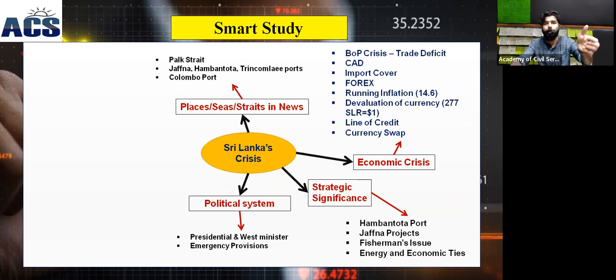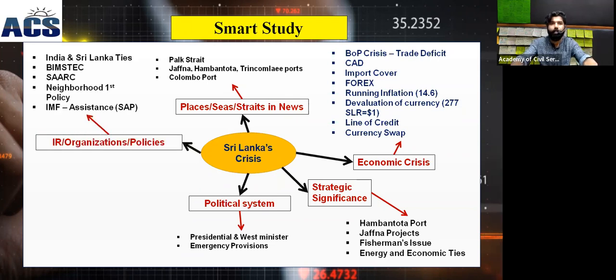Colombo is in the news in the context of the BIMSTEC summit, among the places in the news. Then the international relations organizations or policies. We know the Neighbourhood First policy; as part of it, we are ready to give financial assistance and cooperation to Sri Lanka. Then bodies like the International Monetary Fund and their financial assistance. Then SAARC and BIMSTEC were mentioned in the news. India and Sri Lanka ties: what are the projects that India has with Sri Lanka? Like the Trincomalee project, which we already covered in previous classes. Then the Jaffna projects and any other project, how India is improving its ties with Sri Lanka.